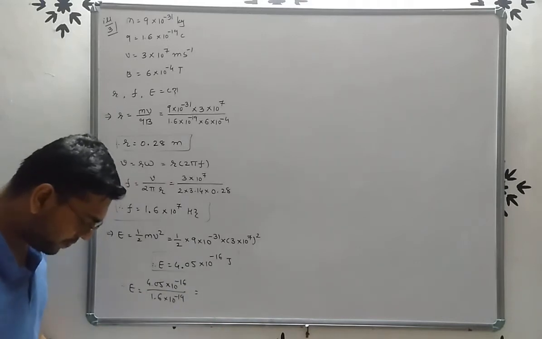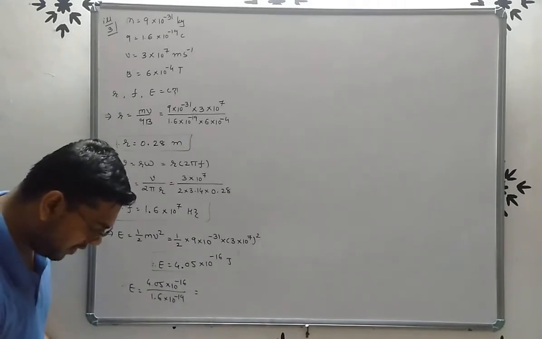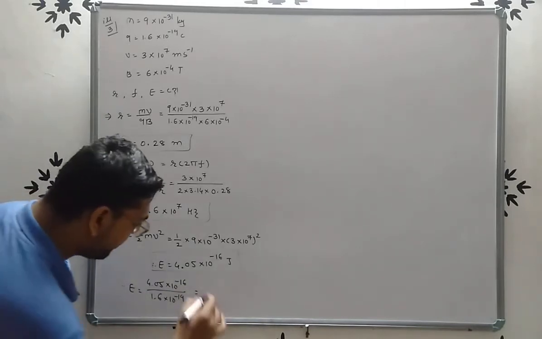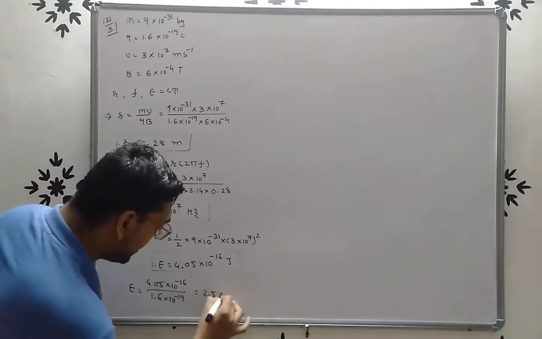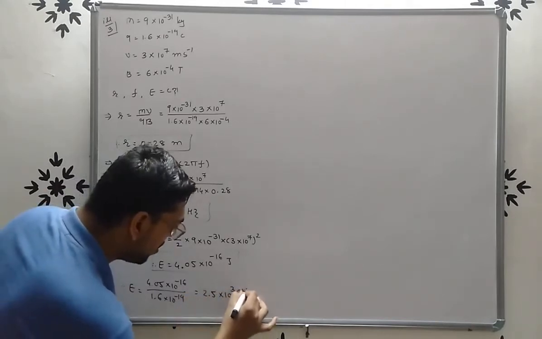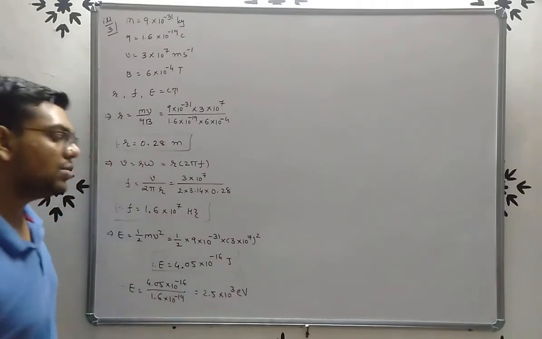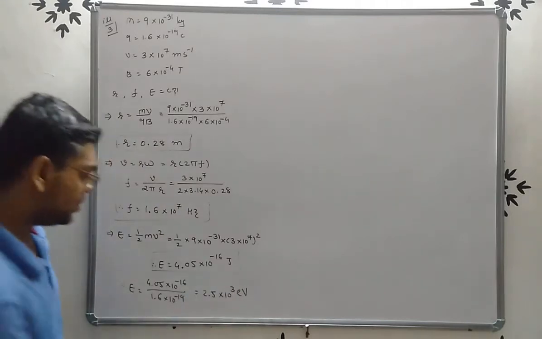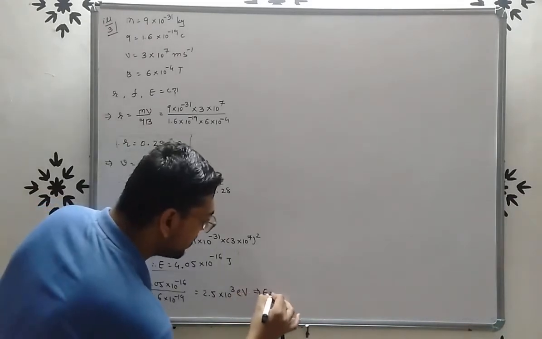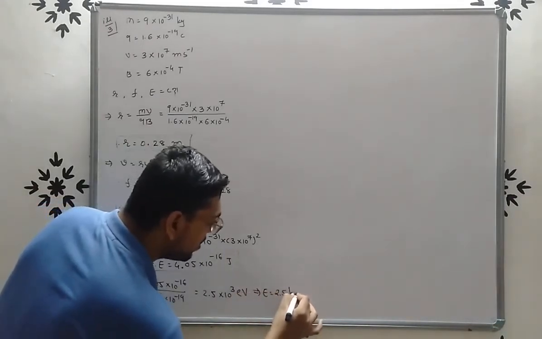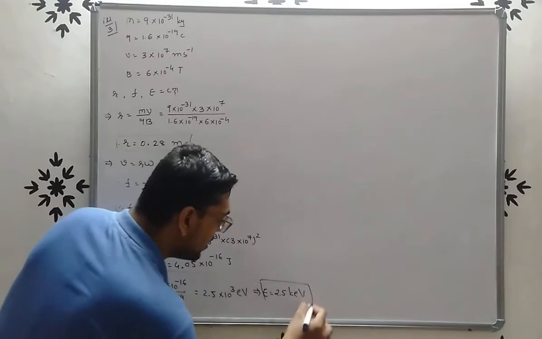So we get 2.5 × 10^3 electron volt. Here 10^3 means kilo. So energy E is equal to 2.5 kilo electron volt, right?